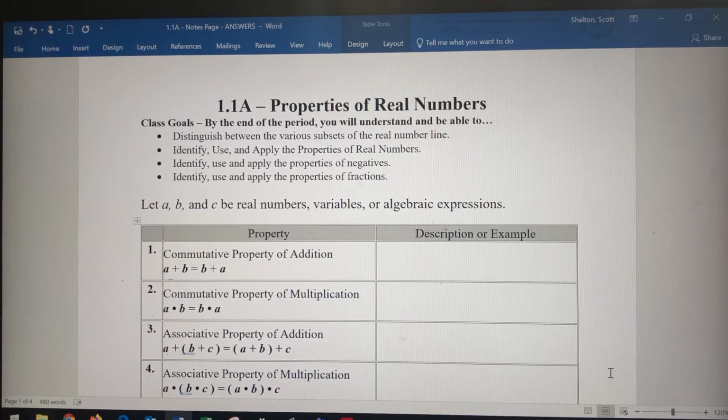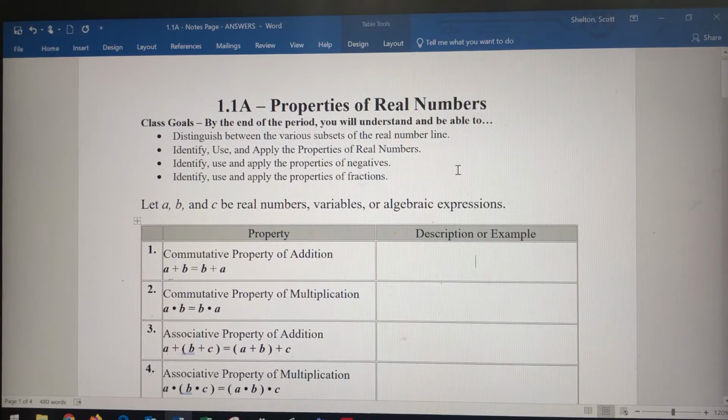All right, guys, so for this set of notes, we're going to make 3 or 4 videos to cover the properties of real numbers, okay? We're going to go over the different sets of numbers on the real number line. We're going to go over the properties of real numbers. We're going to go over the properties of negatives, and we're going to go over the properties of fractions, okay? And we'll talk about the order of operations in here too, okay? I'm going to make 3 or 4 videos just to kind of keep the video short and sweet, okay?